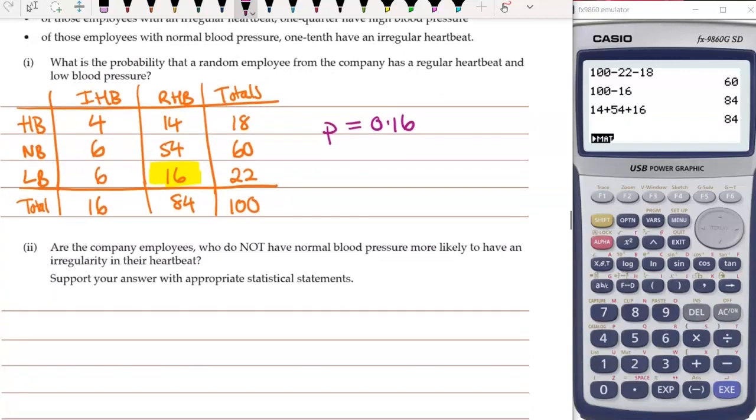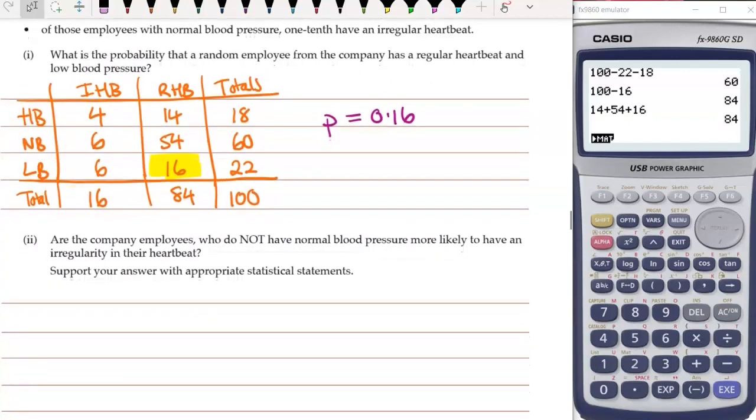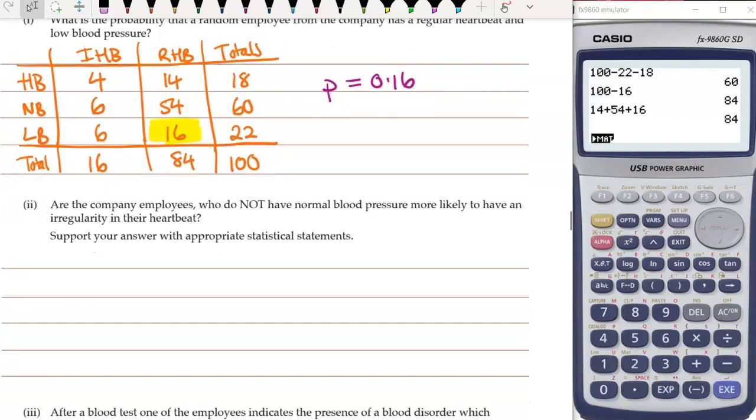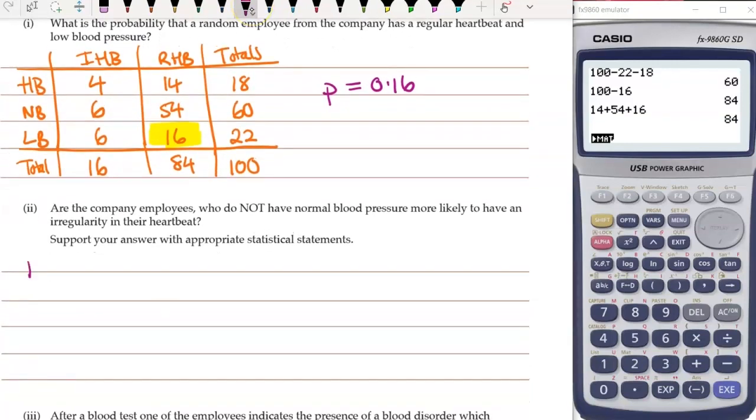So are the company employees who do not have normal blood pressure more likely to have an irregularity in their heartbeat? So we're looking for the probability of an irregular heartbeat, given that they have normal blood pressure to begin with, and then compare it with the ones that don't have normal blood pressure. So given that they have normal blood pressure means that we are looking only at this line here. The chance of having an irregular heartbeat there is 6 out of 60.